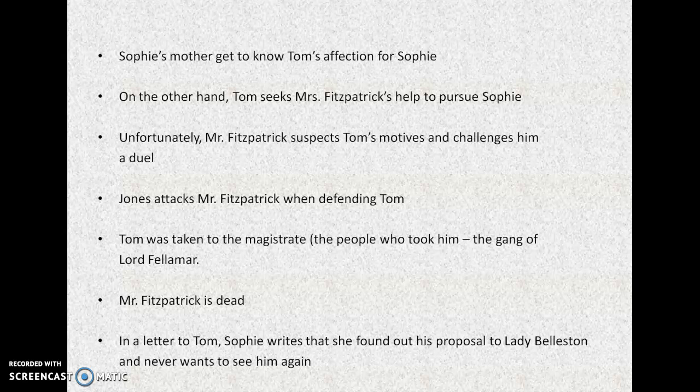It is later that we get to know through the narrator that the people who took Tom to the magistrate are Lord Falmer's gang. Falmer, being successful in his plan, cleared his way to Sophia. Patridge arrives the next morning with the shocking news that Mr. Fitzpatrick has died. He also brings Tom a letter from Sophia in which she says she got to know of his proposal to Lady Bellaston and never wants to see him again. And this is how the book ends.